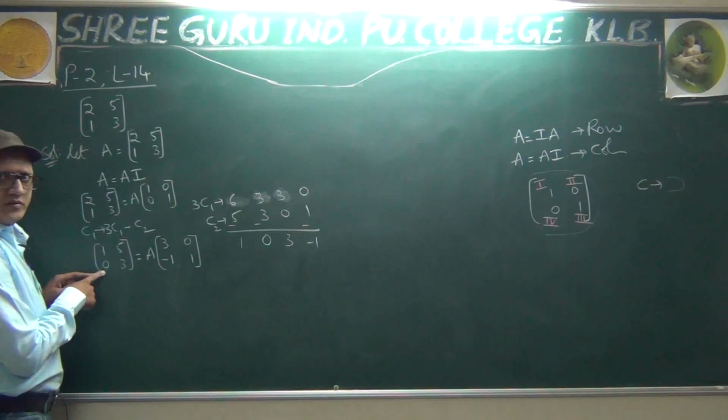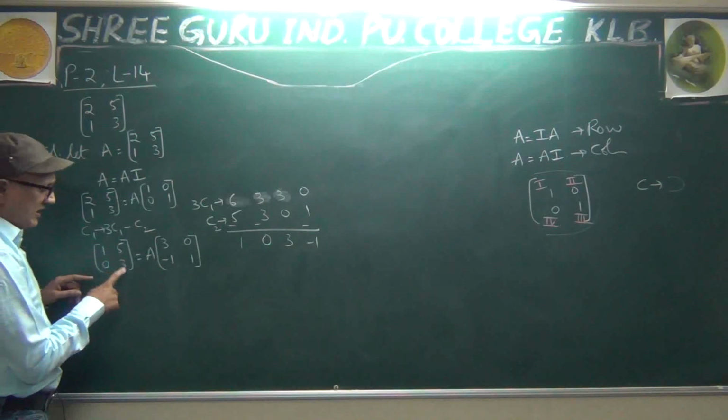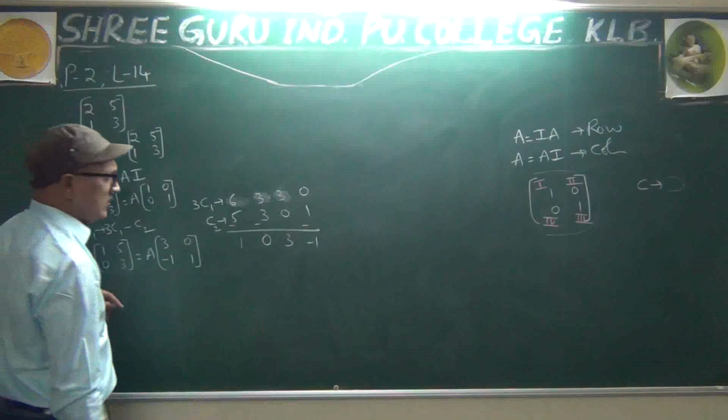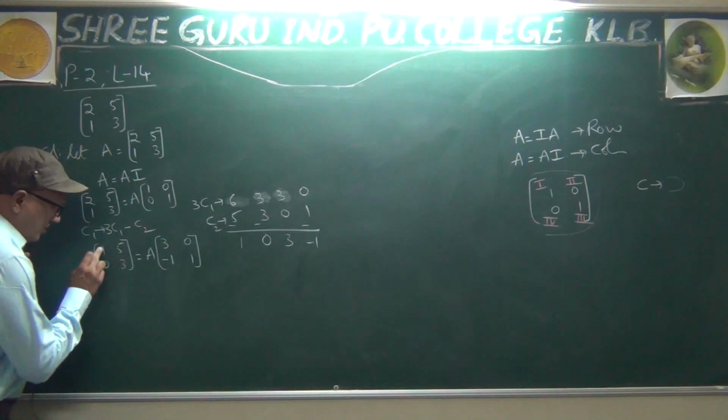Don't bother about this one. Our target is this one. Next comes. Till that time I think it won't change. Let us see what will happen. So C1 we have changed and we got 1 here.